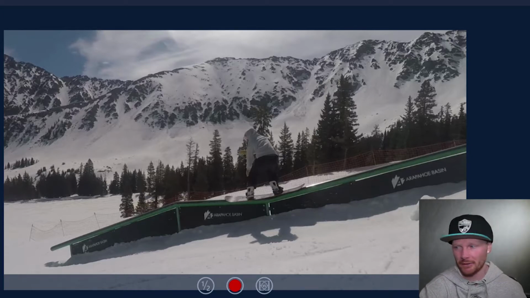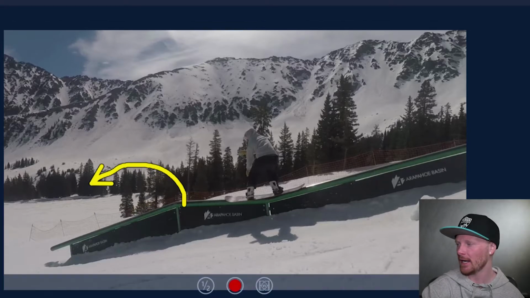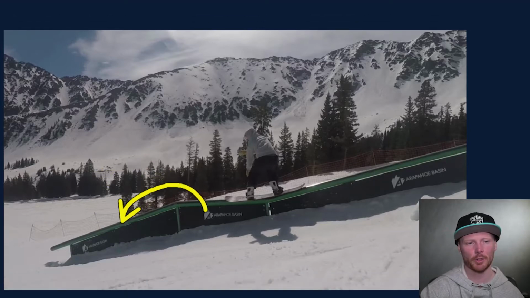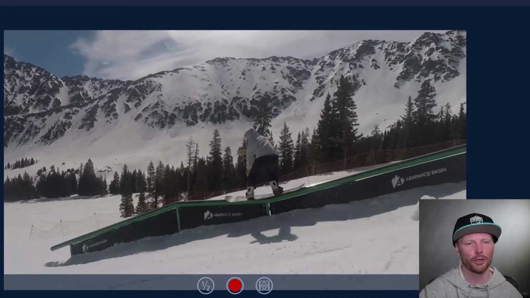I have a lot of options from here. I could just ride straight through. I could hop and do a 180. I could try to go board side and do a spin out. There's so many options here, but the cool thing is I have to approach it from the side.